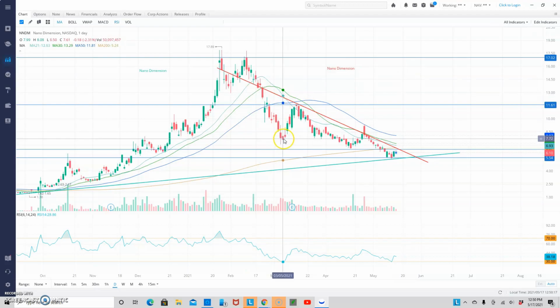But you saw this thing recover from this low of $6.50 here, and we actually recovered back up to around $11.60 here.